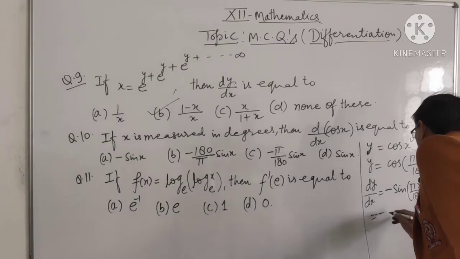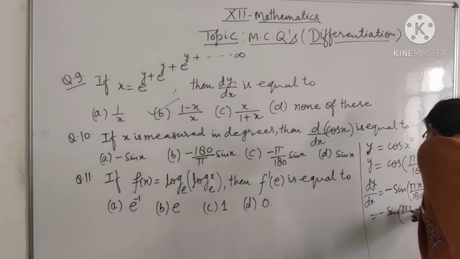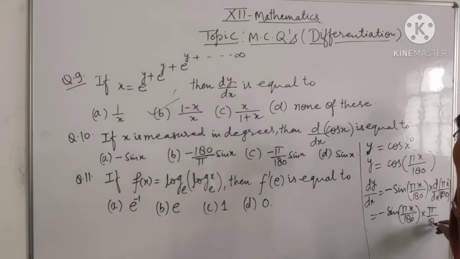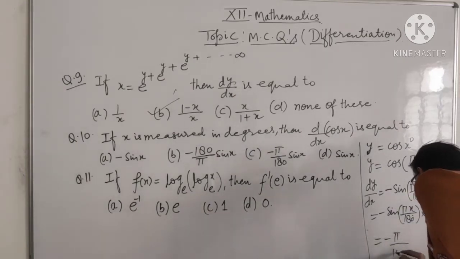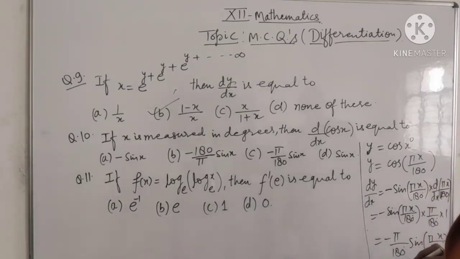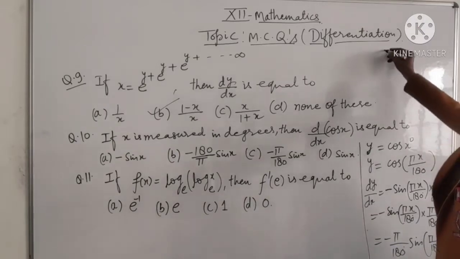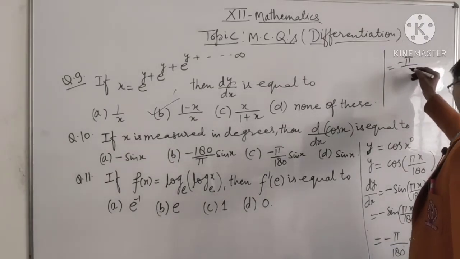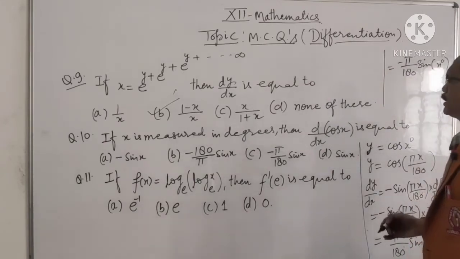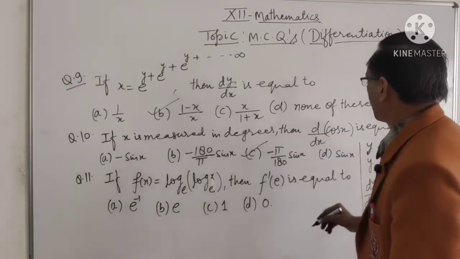Then it is minus sine pi x upon 180 into pi upon 180, and the derivative of x is 1. So the answer is minus pi upon 180 into sine pi x upon 180, and this is again sine x degree. So the result is minus pi upon 180 sine of x degree. So C option is correct here.